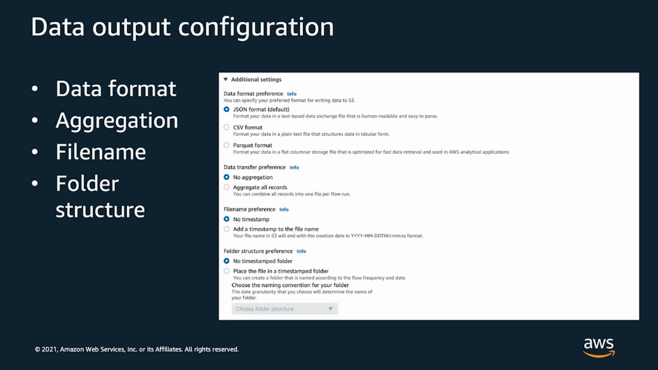For your aggregation, you can choose not to aggregate, or you can aggregate all the records, combining all the records into one file per flow run. You can change the file name with a timestamp or not. And then you can change the folder structure. So you want to think about this: where is the data going? How am I going to use that? And that helps me decide how I want to format the output of the data.